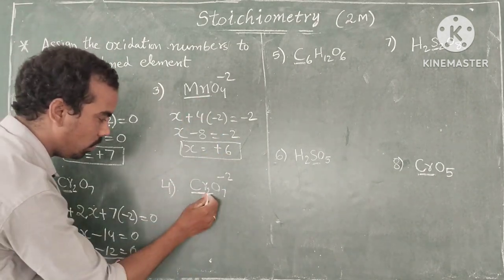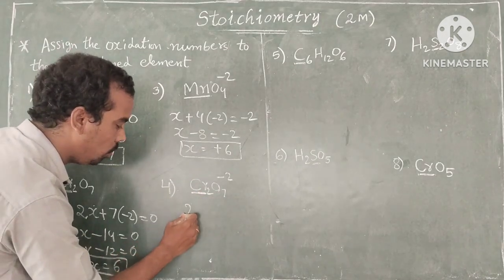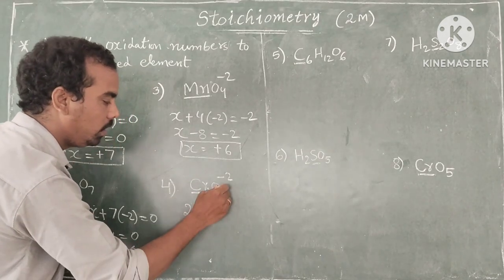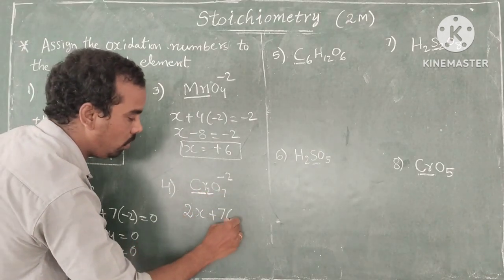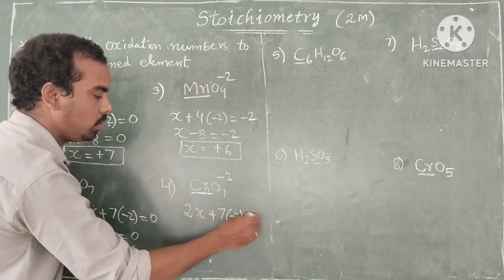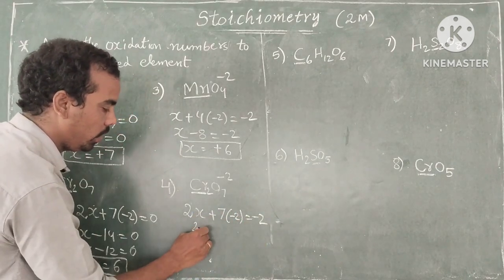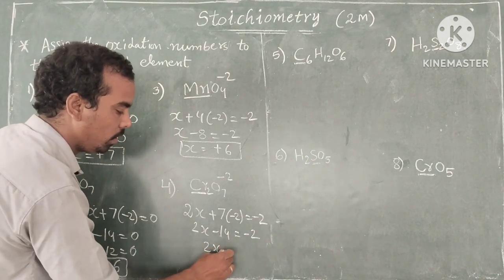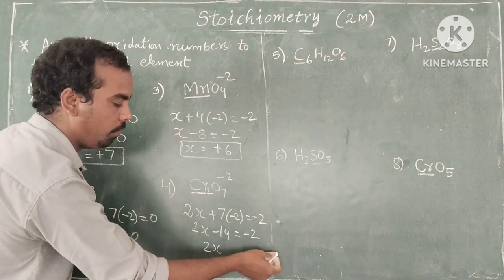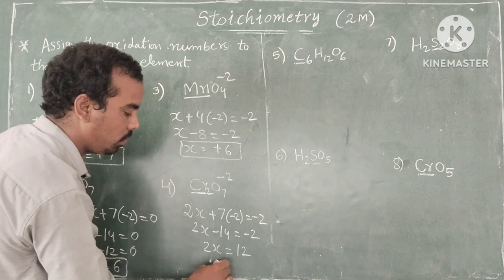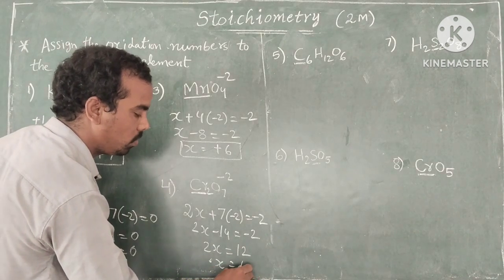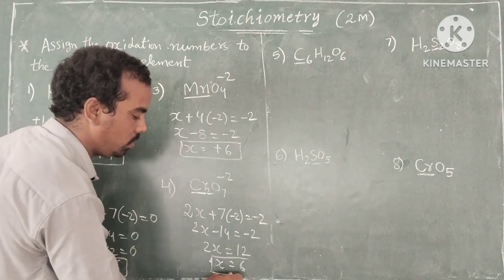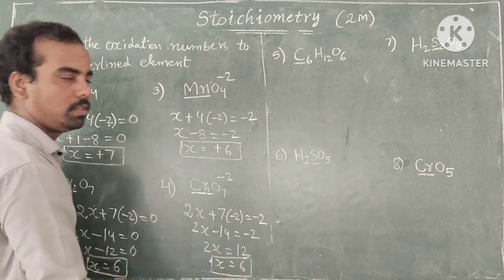Next, Cr2O7 minus 2. How many chromium atoms? 2. So 2 into X plus 7 into minus 2 equals its charge minus 2. 2X minus 14 equals minus 2. On the right side, plus 14, so 14 minus 2 is 12. So 2X equals 12, X equals 12 by 2, which is 6. So the oxidation state of chromium is 6.